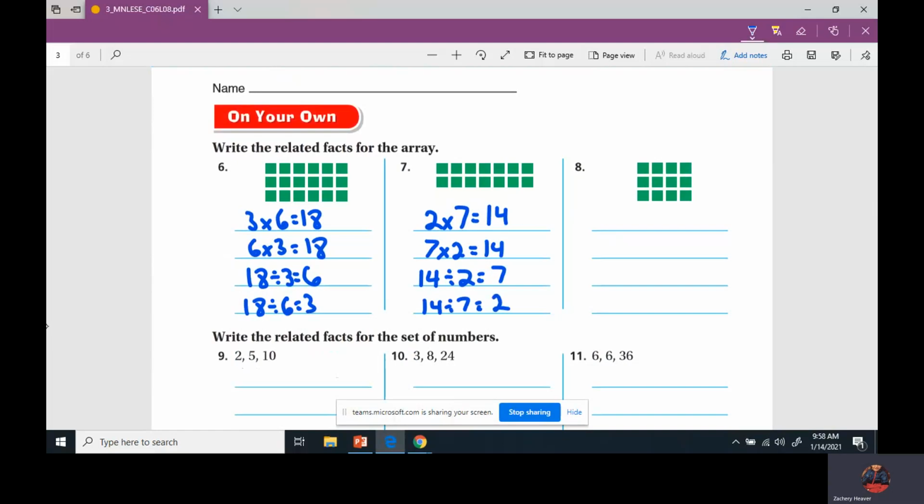Last one. 3 down. 1, 2, 4 across, which makes 12. If we switch it, it's going to be 4 times 3, which equals 12. Now we do our division. Biggest number first. 12 divided by 3 equals 4. And 12 divided by 4 equals 3.